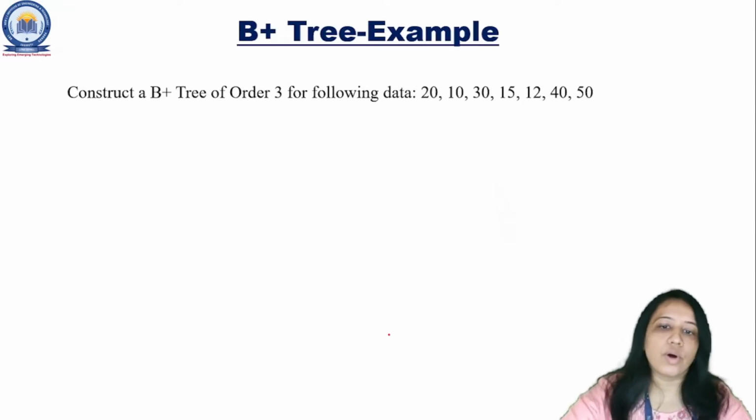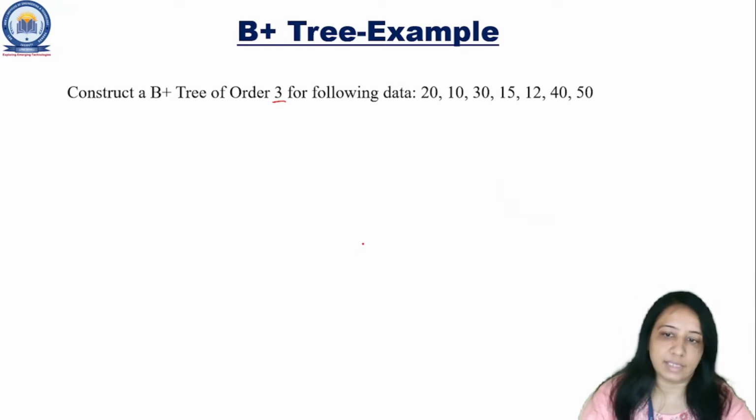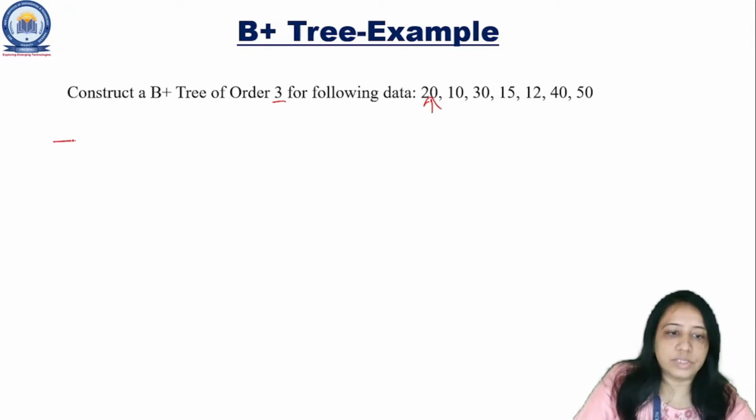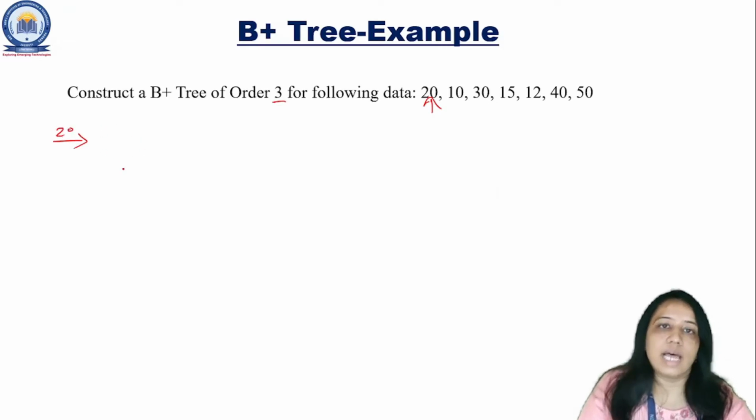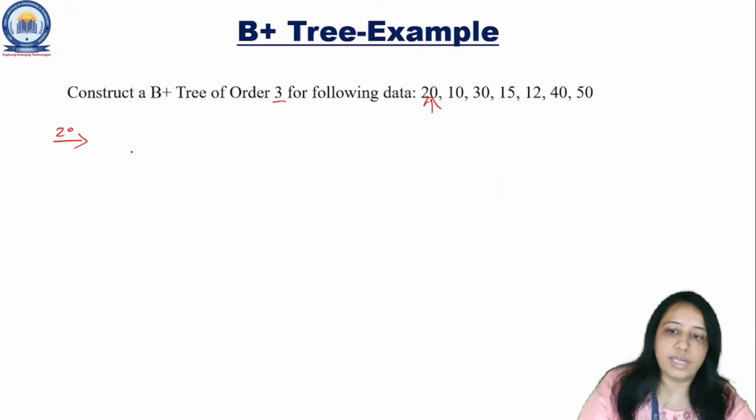Now we will go for the example of B plus tree. Construct a B plus tree of the order 3 with this data stream: 20, 10, 30, 15, 12, 40 and 50. This is again not sorted, so while doing the entry, we'll just do the entry one by one. The first is 20. There is no node in a B plus tree, so we need to create a root node.